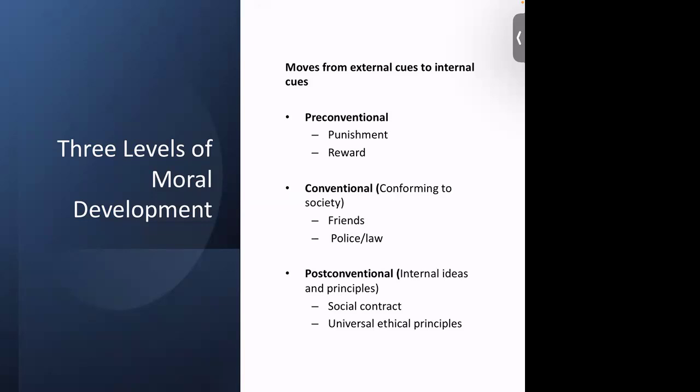Okay, and finally, the third stage, the post-conventional stage, where the cues are really coming from internal beliefs and internal ideas, internal morality, where the first half is a person wants to just follow the social contract. And we'll discuss more what that means soon. And even later, the final epitome of morality and moral development is universal ethical principles, where people do things that they believe are universally considered ethically correct.